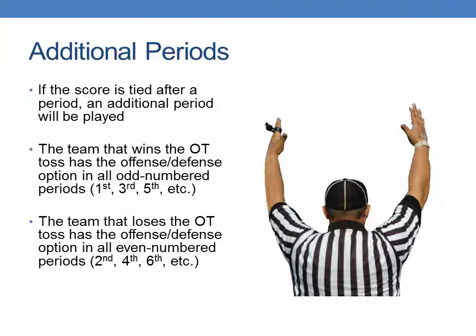4th, 6th, etc. So it's going to be important to record on your game card the team that won the overtime coin toss, because we're going to go back to them each odd-numbered period to determine whether they want to start on offense or defense, and we'll do the opposite for the team that lost the toss.